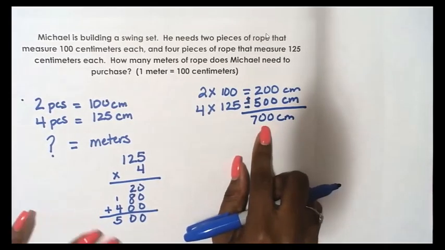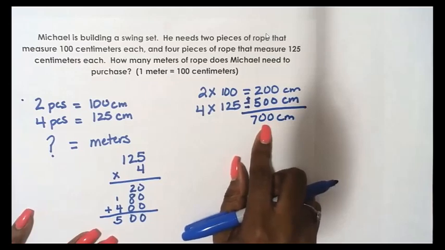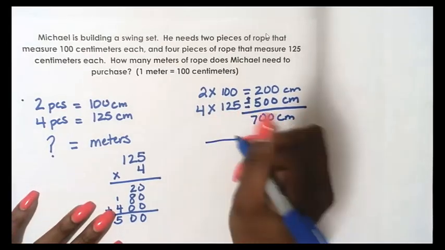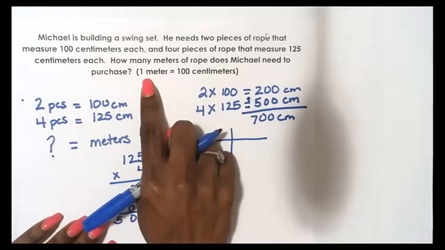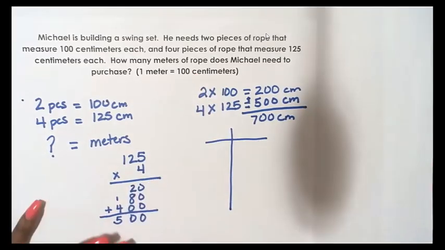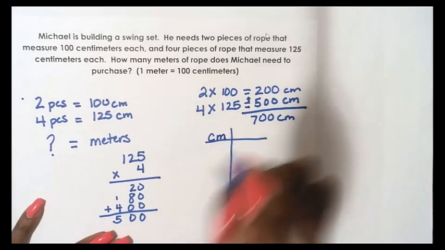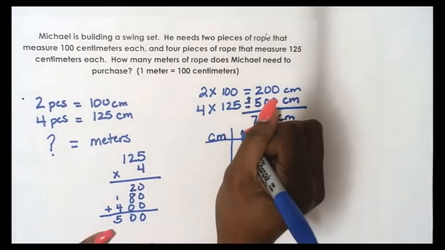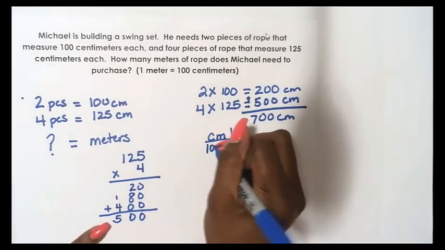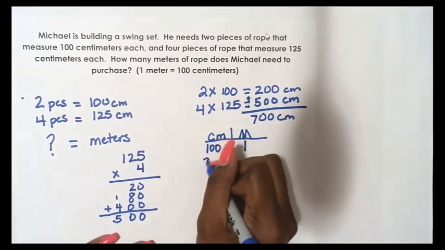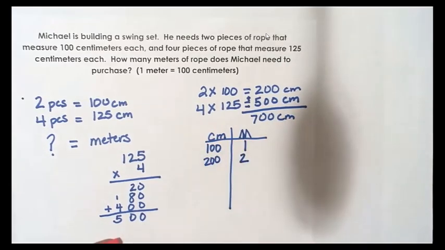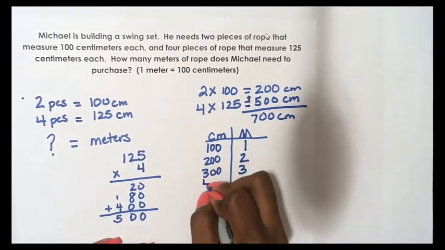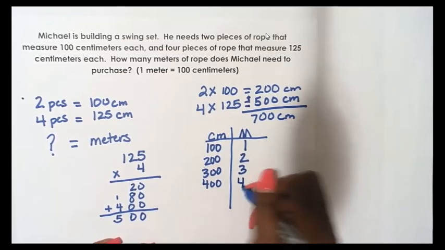Now, I know I'm not finished because I need to determine how much rope Michael needs in meters. So I'm going to make a 2-column table because I was given some information. 1 meter is equal to 100 centimeters. I'm going to start with my centimeters here, and I'm going to convert to my meters. Now, I know that 100 centimeters is equal to 1 meter. So 200 centimeters will be 2 meters. 300 centimeters is 3 meters. 400 centimeters is 4 meters.